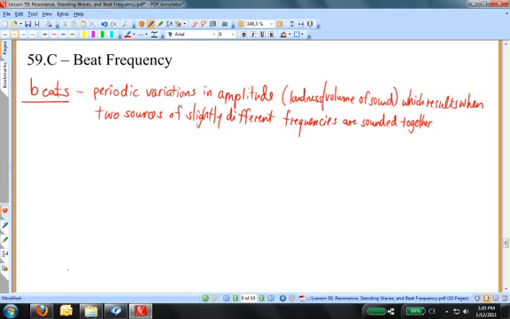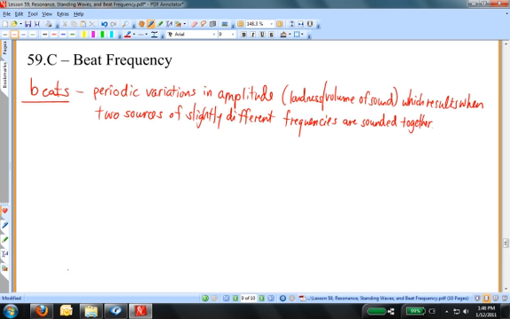Beats are defined to be periodic variations in amplitude, which in sound corresponds to the loudness or the volume of the sound, which results when two sources of slightly different frequencies are sounded together. So if I'm playing a trumpet and my friend is playing a trumpet and we sound them together and we're not in tune, then we hear this wobbly sound that results.